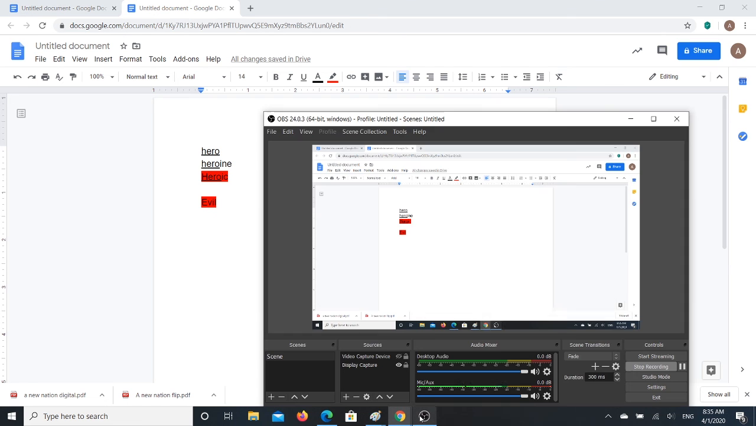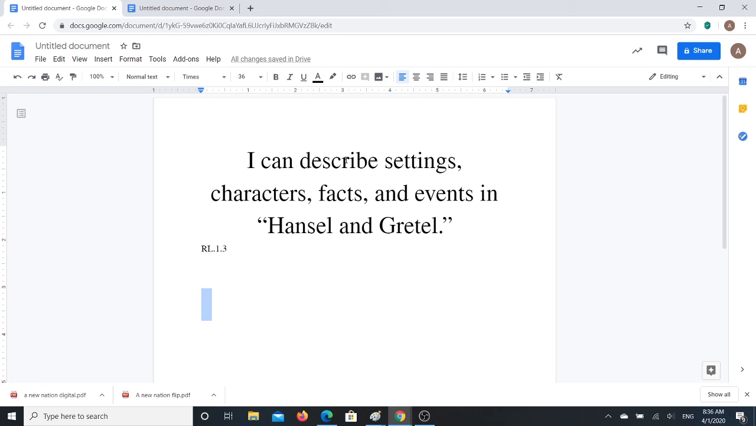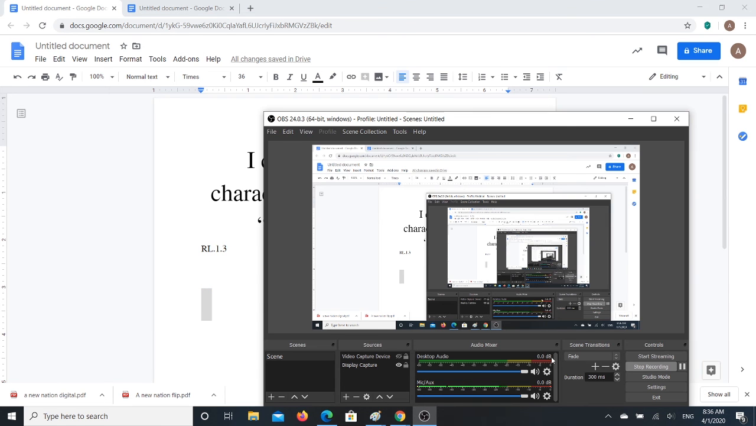That would be awesome. So our learning goal for today was, I can describe settings, characters, facts, and events in Hansel and Gretel. You're not going to have everything you need to do this until tomorrow, so we can see the other half of the story. I look forward to seeing you tomorrow. Have a great day.